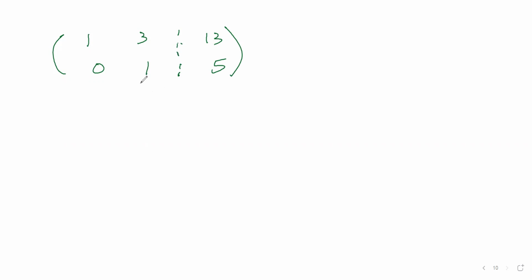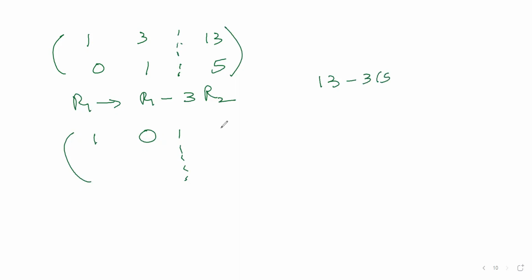Now what I can do is row 1 is row 1 minus 3 times row 2. See now what happens. I get 1 minus 3 times 0, which is 1 minus 0 only, which is 1. 3 minus 3 is 0. And 13 minus 3 times 5, that is 15, so 13 minus 15 is -2. So row 1 is row 1 minus 3 times the corresponding row 2 elements. Row 2 is untouched.